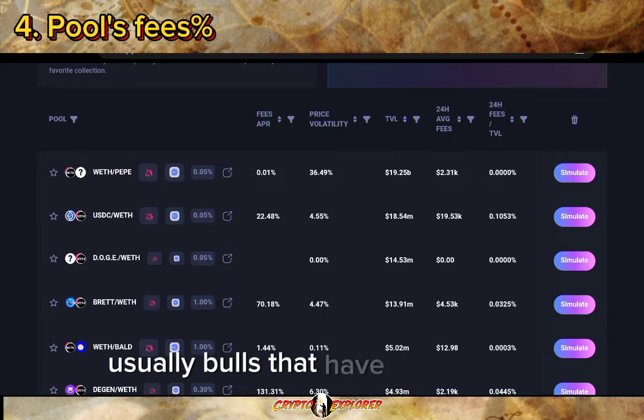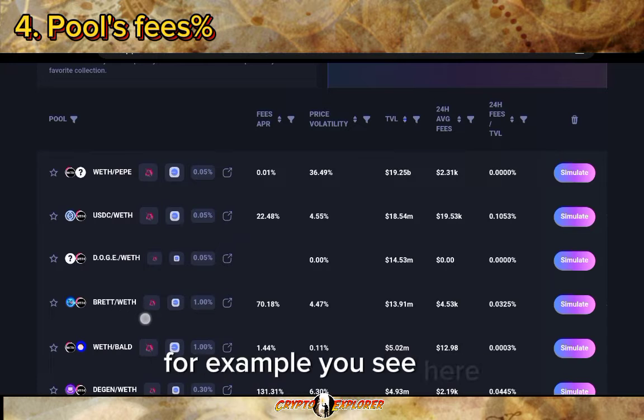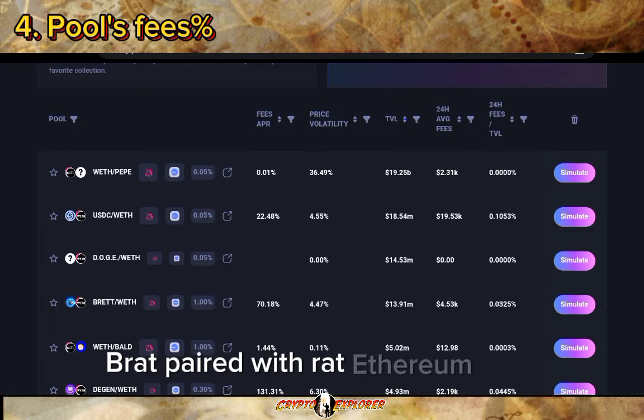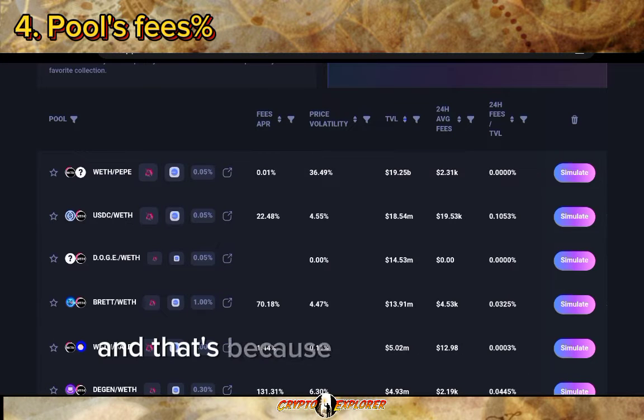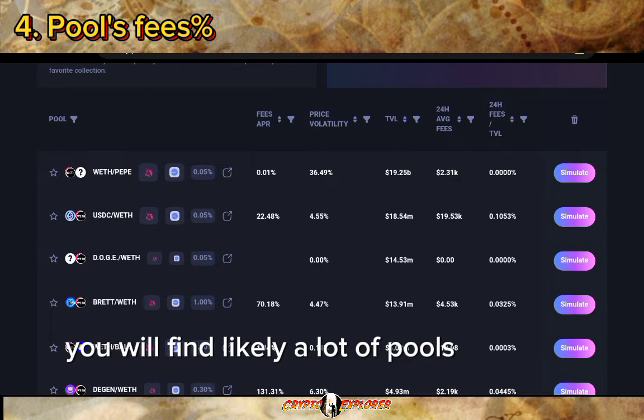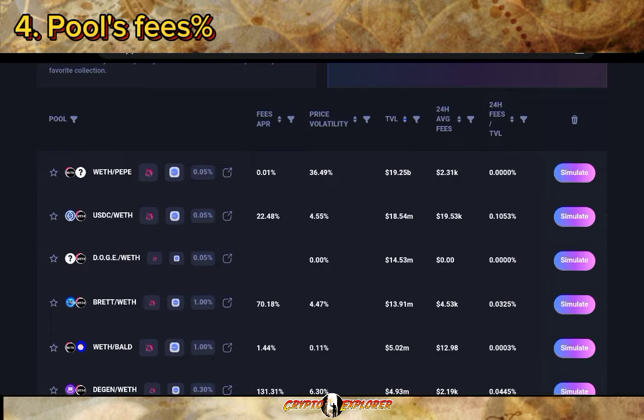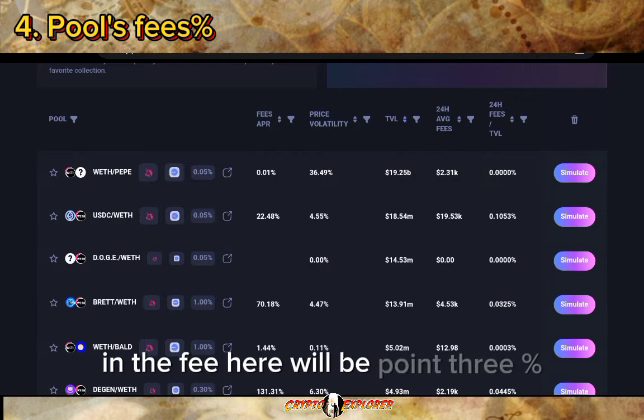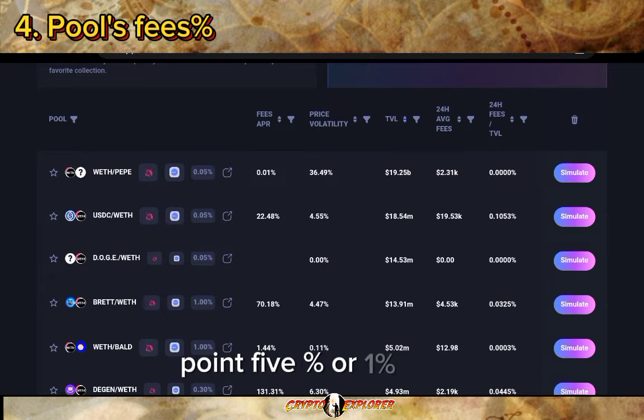Usually, pools that have riskier pairs will have a higher fee range. For example, you see here BRAT paired with wrapped Ethereum is 1%, and that's because it's necessary to incentivize liquidity providers due to the risk of having a meme coin paired with Ethereum. But also you will likely find a lot of pools that have blue chip assets in them, and the fee here will be 0.3%, 0.5%, or even 1%.